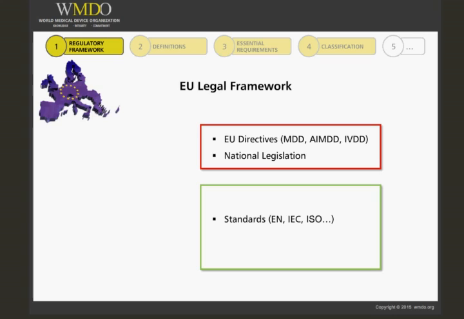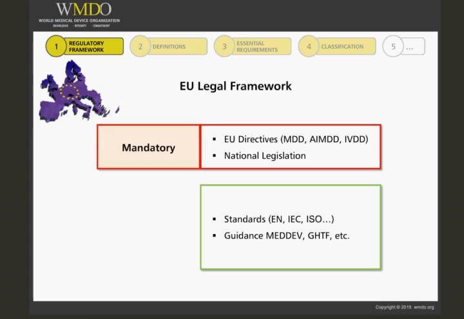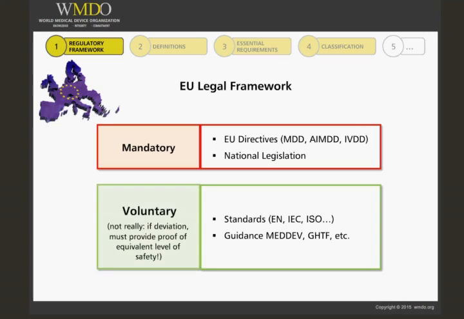The regulatory framework is further explained by various guidance documents that also indicate possible solutions or pathways for obtaining regulatory compliance. The directives and national transposition are mandatory requirements in the regulatory framework. Following standards and guidance documents is voluntary. However, note that either you follow the guidelines or you will need to prove that your chosen way is at least equivalent to the result that would have been obtained by following a standard or guidance document.